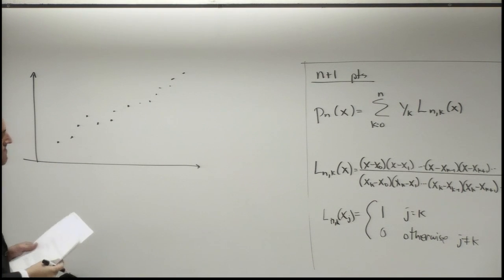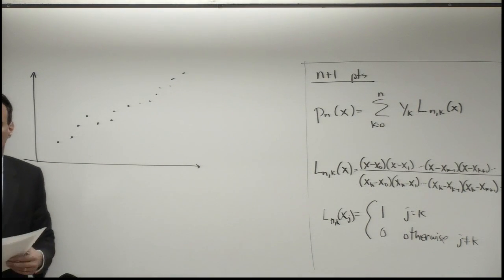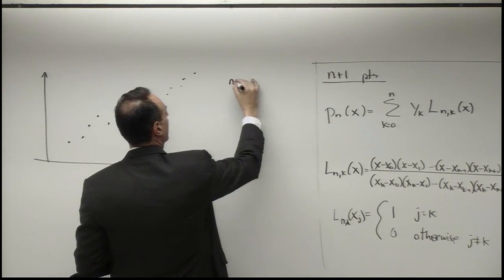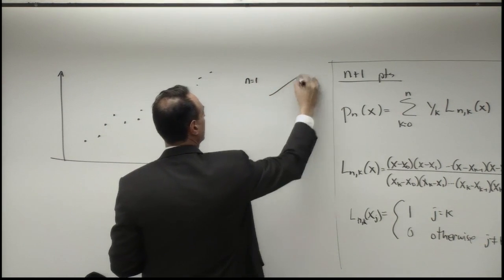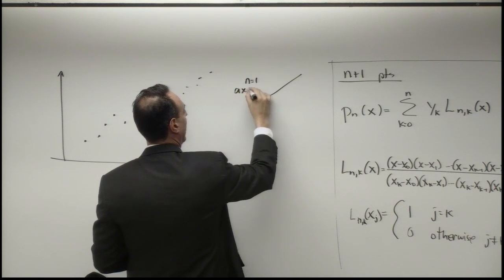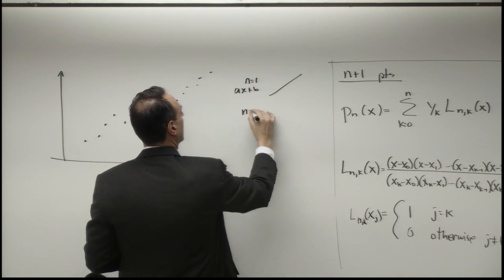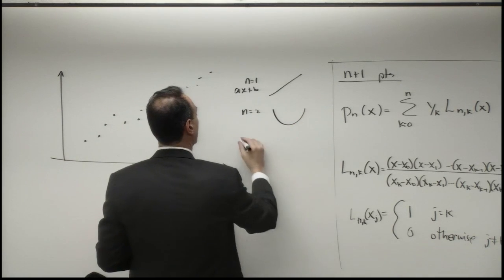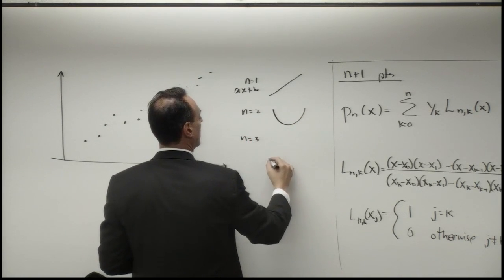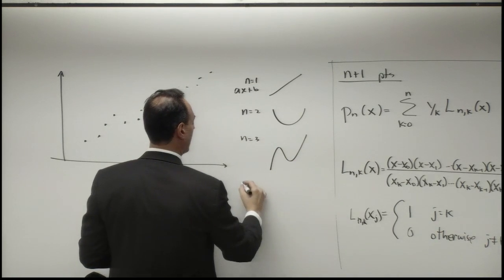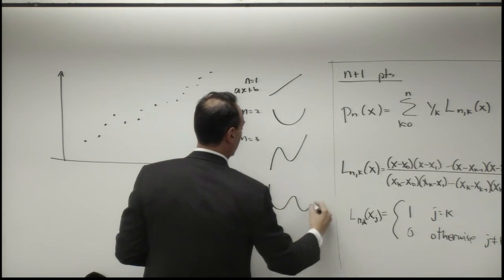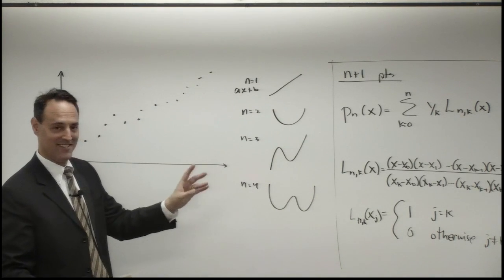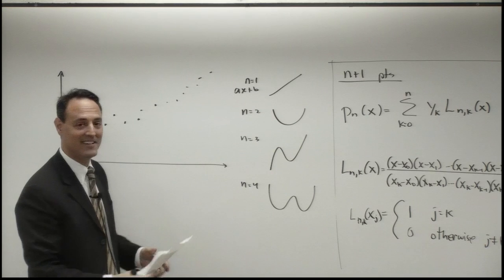Okay? What do we know about polynomials? Okay, let's do a first degree polynomial. It's a line, right? This is ax plus b. Second degree polynomial, what is it? Parabola. Third degree, what is it? Something like that. Fourth degree. Okay. Fifth degree.